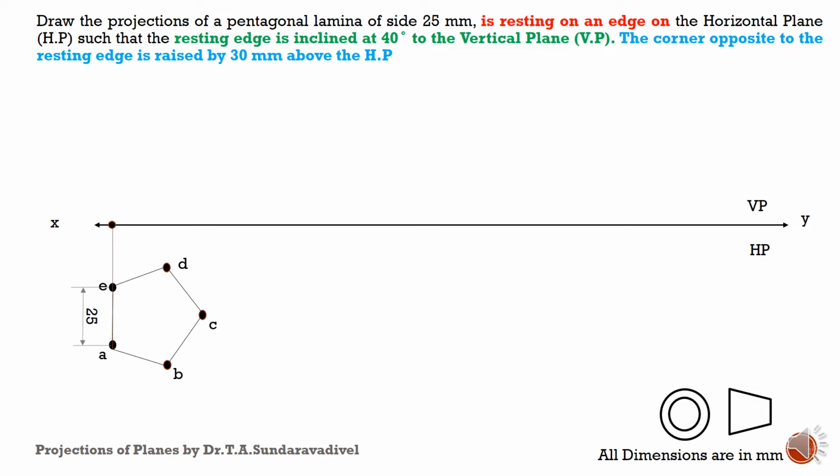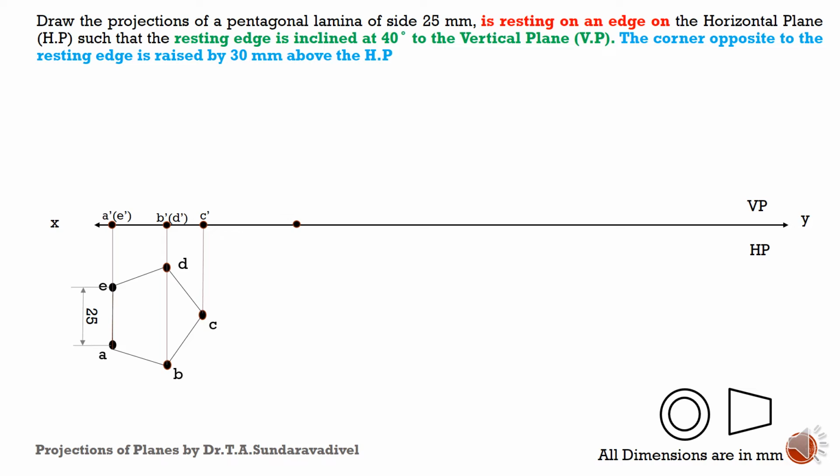Then I am projecting those points to the vertical plane, to the XY line, so that I will be getting the front view. So now I got A, B, C, D, E top view, and A dash, B dash, C dash, D dash, E dash, the front view.